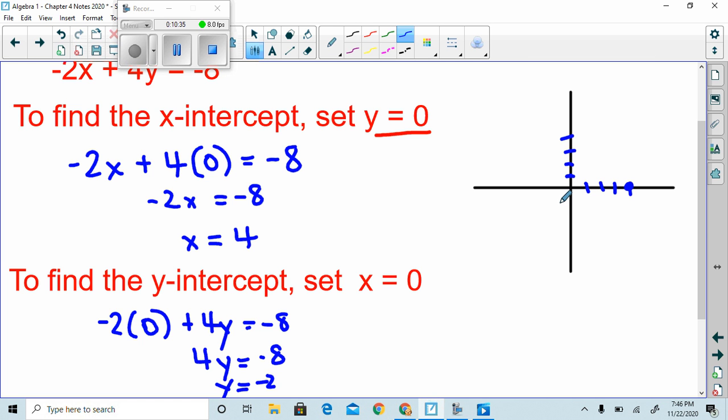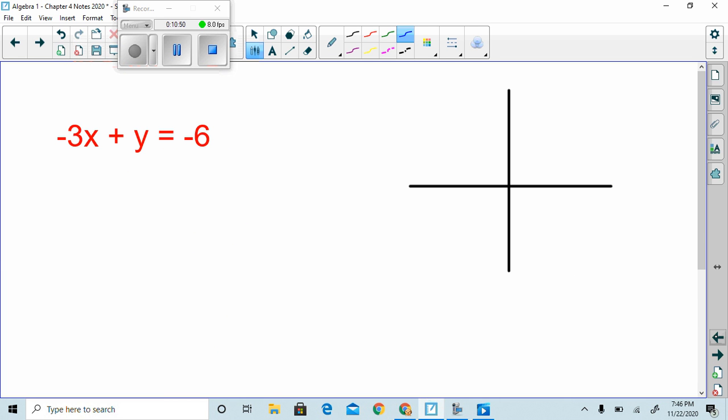Let's find that on our graph. Negative 2. And then we'll draw the line and we'll see we have a positive slope. So we'll do more examples in class, but these are a couple to get you started. And again, something that we've tried before, and hopefully you feel comfortable with this material.